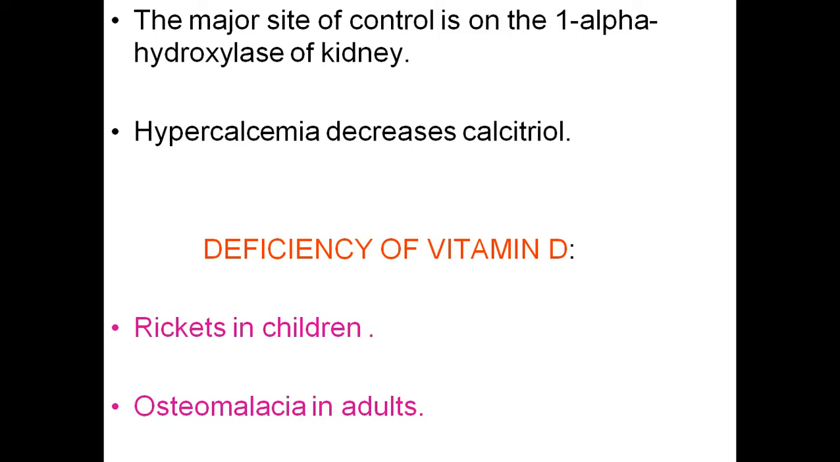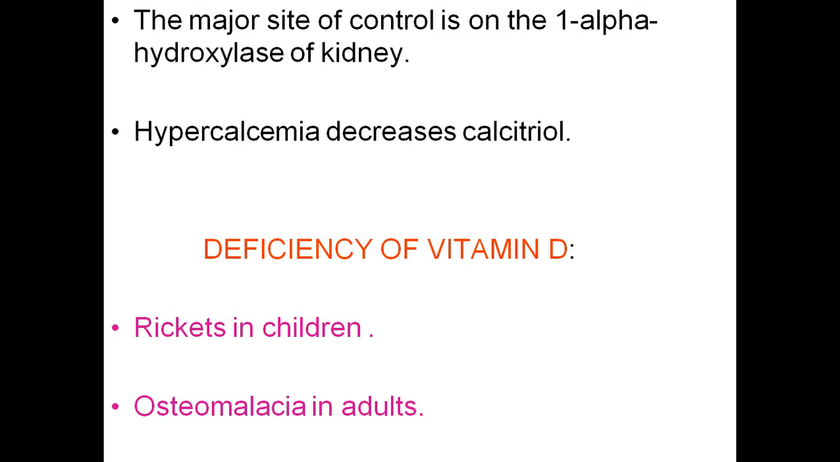The 1 alpha hydroxylase enzyme is the regulatory enzyme, so the formation of 1,25-dihydroxycholecalciferol takes place in the kidney mainly with the help of the enzyme 1 alpha hydroxylase. So regulation of the enzyme 1 alpha hydroxylase is regulating the synthesis of vitamin D. This is the controlling enzyme of vitamin D.